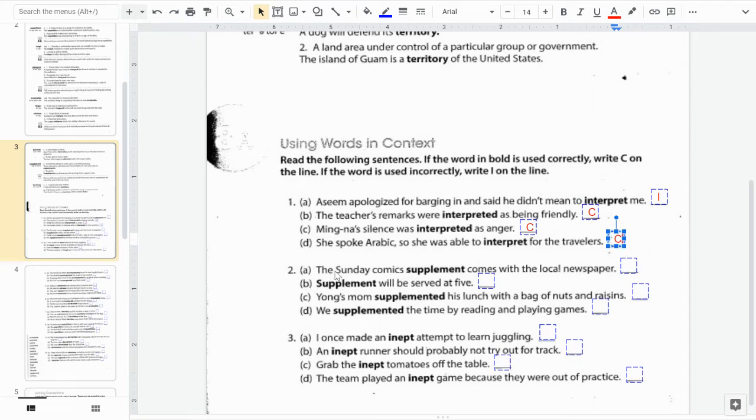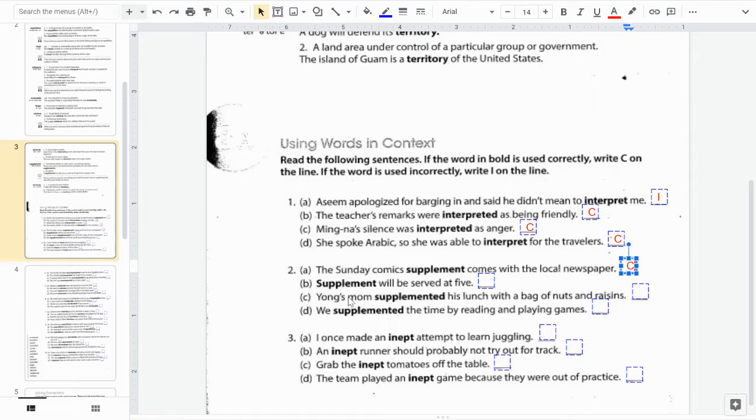Number 2, the Sunday Comics supplement comes with the local newspaper. I know that not many of us get newspapers anymore, but when we would, on the Sunday Comics, it would be great because they would be color comics in the front of the paper with Garfield and Snoopy. Those were my favorites. But yes, that comes with, so that is a correct use.